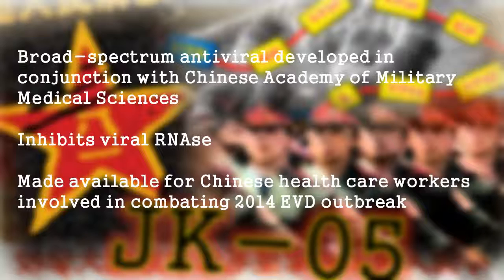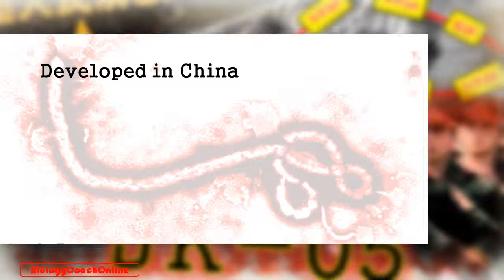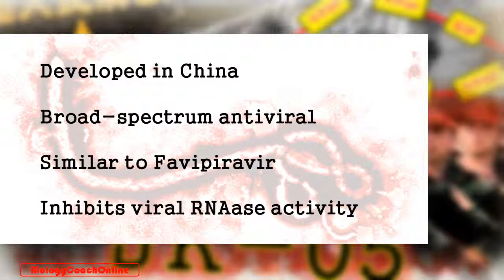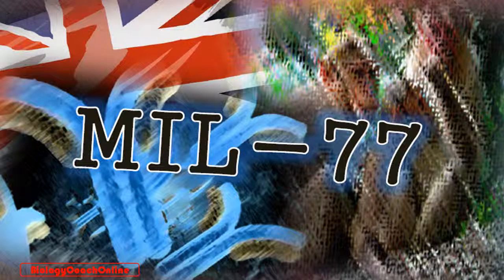At any rate, JK05 is a small molecule with a simple structure, and those qualities lend themselves nicely to synthesis scale-up for mass production in short order. Now, JK05 has been approved by Chinese authorities to be available for Chinese healthcare workers involved in combating the 2014 EVD outbreak. So, important points to remember about JK05. It's developed in China. It's a broad-spectrum antiviral. It is very similar to favipiravir, and it also inhibits viral RNase activity.